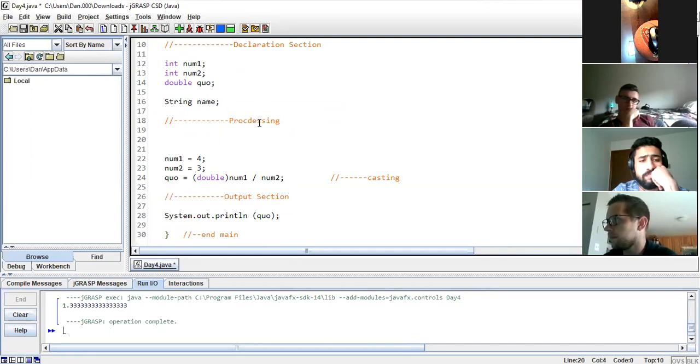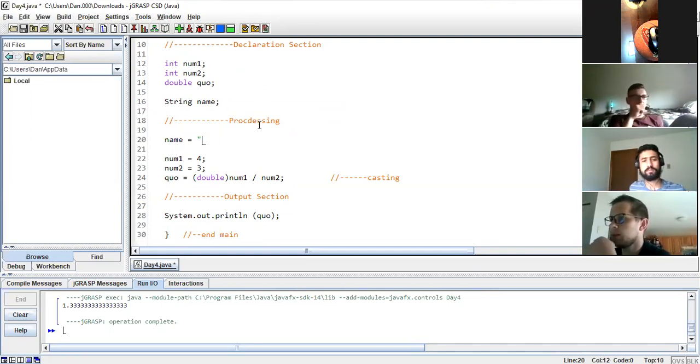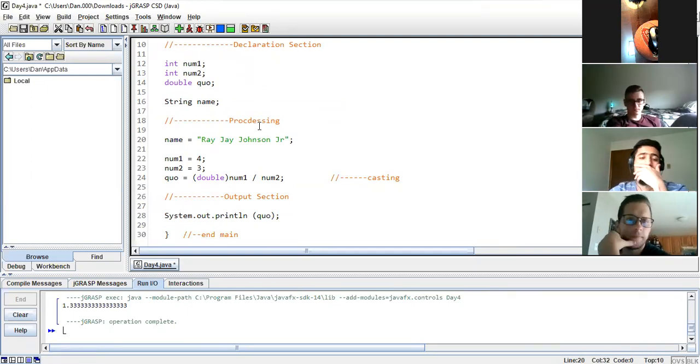So my string is name, and I can say name gets a value of, and this idea of string is familiar. I'm going to put it in double quotes. My name is Ray J. Johnson Jr. It's not my name, but that's an old Saturday Night Live skit. Okay, I can actually assign to this string a string literal.